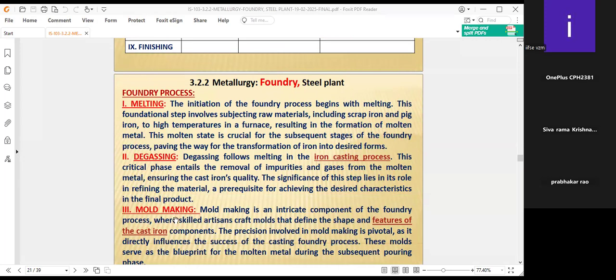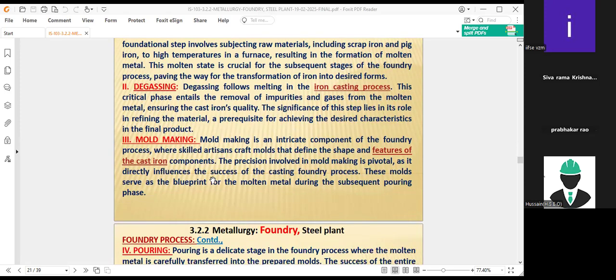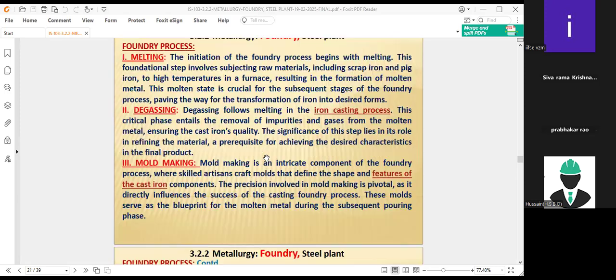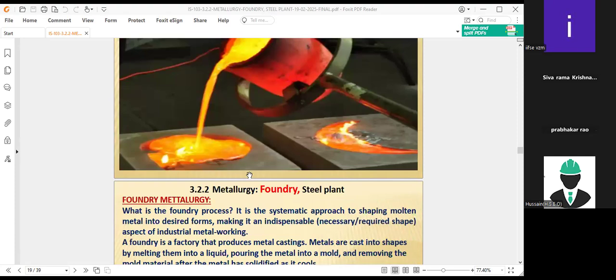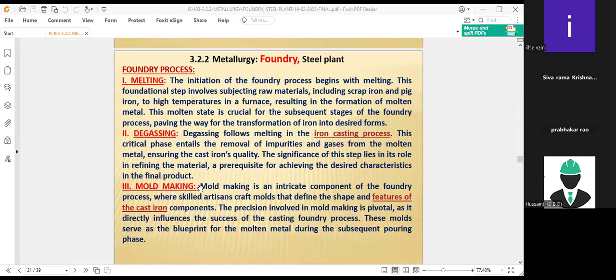Mold making means that before pouring the melt into the mold, the mold should be prepared with various materials. Then coming to the pouring, it is already discussed, depending upon this mold.